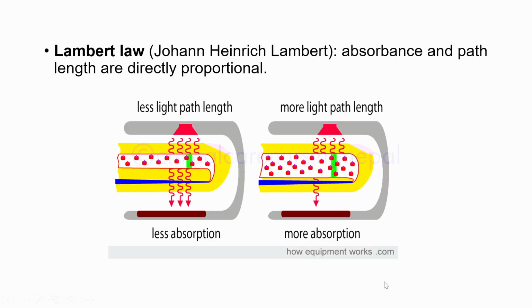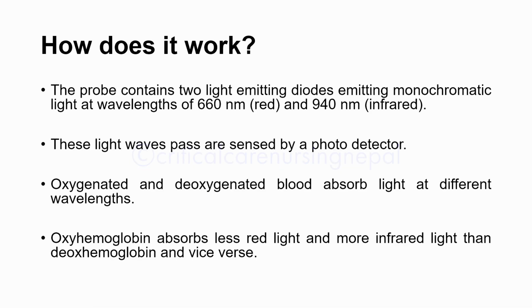And Lambert's law says the longer the light travels through the blood, the more it gets absorbed. So here the absorption and the path length are directly proportional. If there is a shorter light path length, there will be less absorption, and if there is a longer light path length, there will be more absorption. So pulse oximetry works on the principles of the Beer-Lambert law. Now let's see how it works.